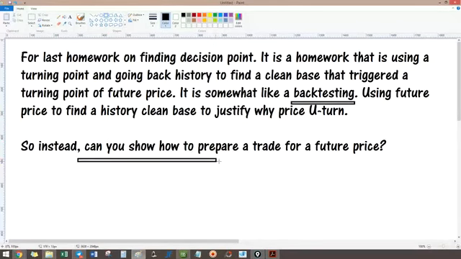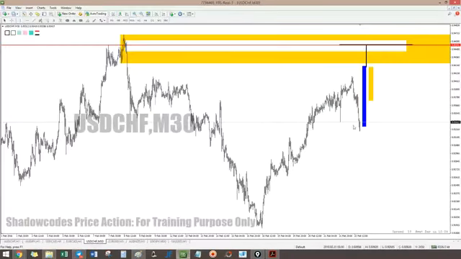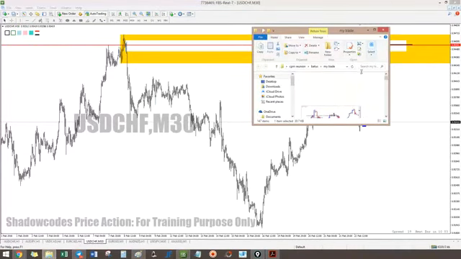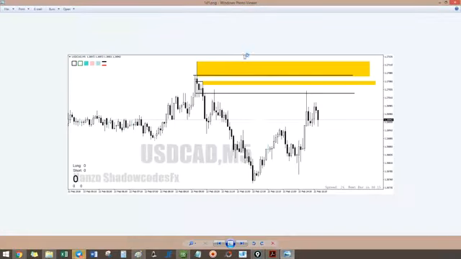So instead, can you show how to prepare a trade for future price? All right. I will not live trade because I already have a live trade example that I did today with my student that attends the personal coaching. I already did a live trade with him. Let me open this. All right, this one is before the news.